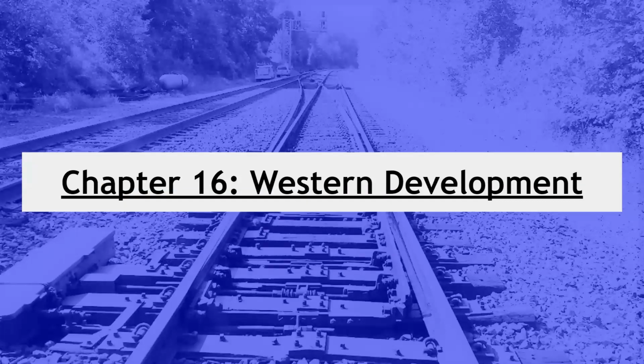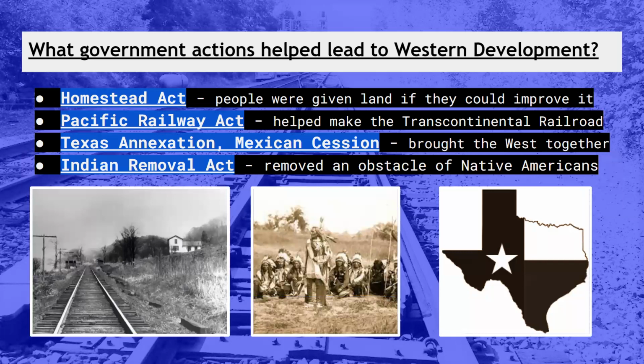So chapter 16, this is the first part, and this is on Western development. So what government actions helped lead to Western development? If that was something that you were asked, these are some things that you could use for that. So there was the Homestead Act, and what that did was people were given land if they could improve it. So that's going to make a lot of people go to the West. Then the Pacific Railway Act helped make the Transcontinental Railroad, and once that railroad was made, more people would go to the West and develop it.